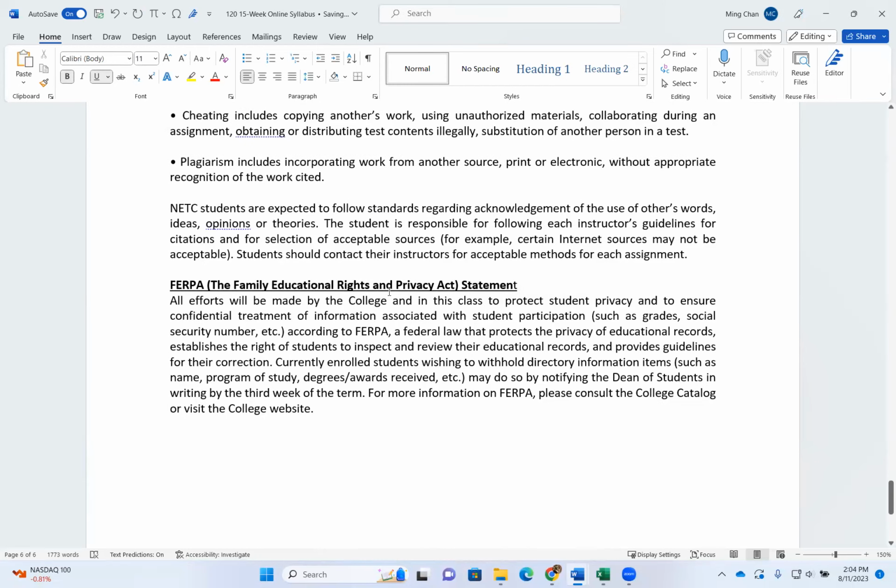FERPA, the Family Educational Rights and Privacy Act, basically says that all your educational records are protected by this federal law. So your parents cannot just simply call me or email me asking whether you've been coming to class or what your grades are. Okay, all that privacy is actually protected.